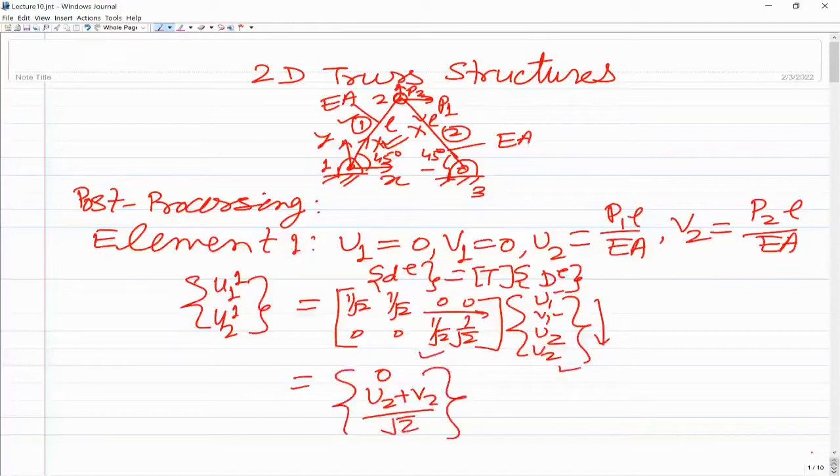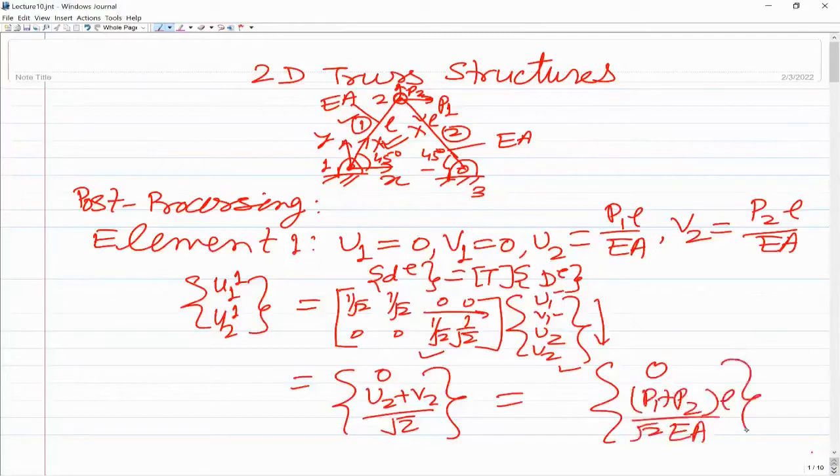And now if you substitute the values of u2 and v2, this will remain 0, and this will become (p1 plus p2) into L upon root 2 into EA. That means the displacement along the length of the element is, at the first node, 0, because it is pinned here, so it cannot move. But at node 2, along the length of the element, the displacement is (p1 plus p2) into small l upon root 2 into EA. So this is the displacement.